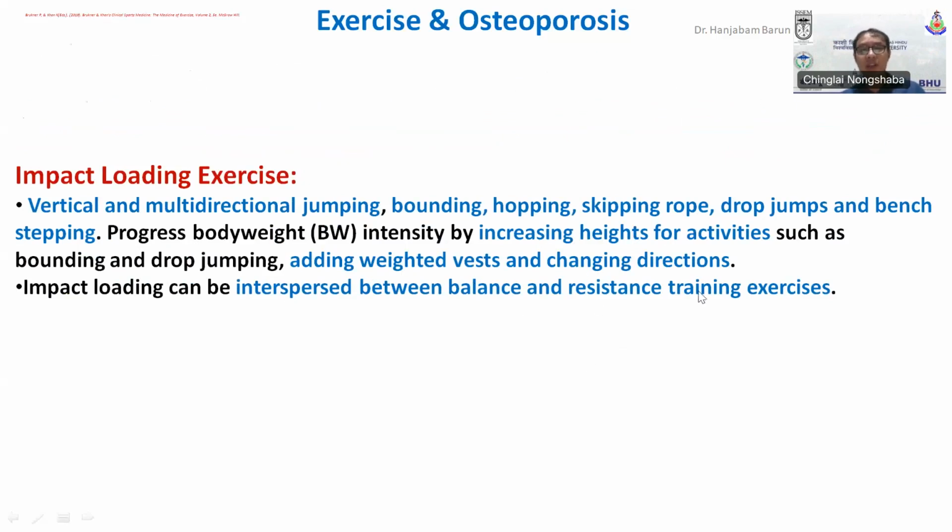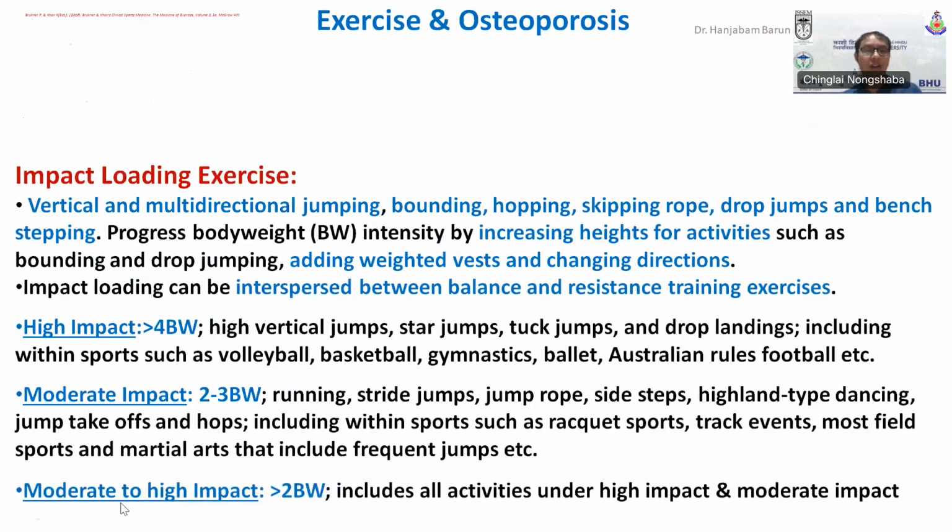And this impact loading can be divided into high impact and moderate impact exercise. High impact is when the impact is more than 4 times your body weight, like vertical high jump, star jump, tuck jump, drop jump, and different sports such as volleyball, basketball, gymnastics. It is considered moderate when the load is 2 to 3 times your body weight: running, stride jump, jump rope, racket sports, track and jump, martial art. And moderate to high impact exercise is more than 2 times your body weight, and it includes all the activities in high impact and moderate impact.